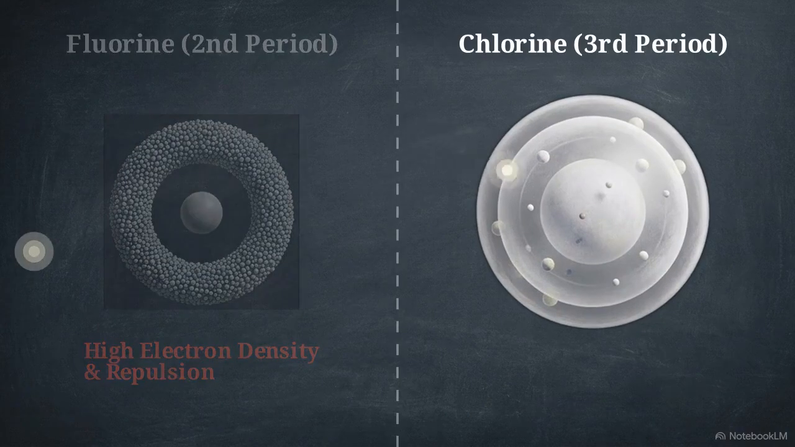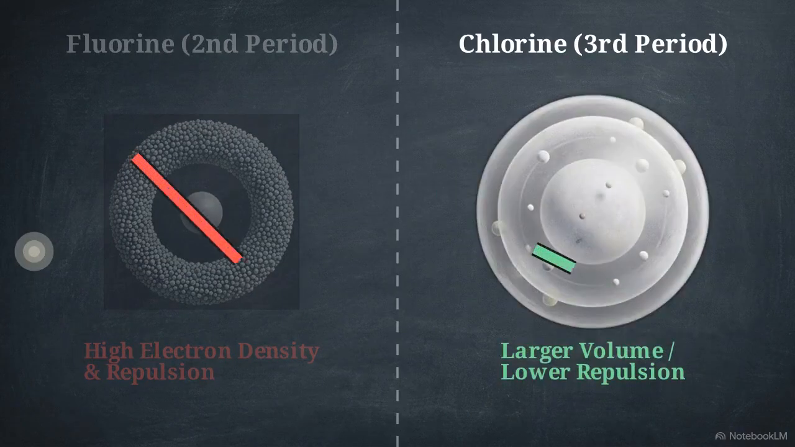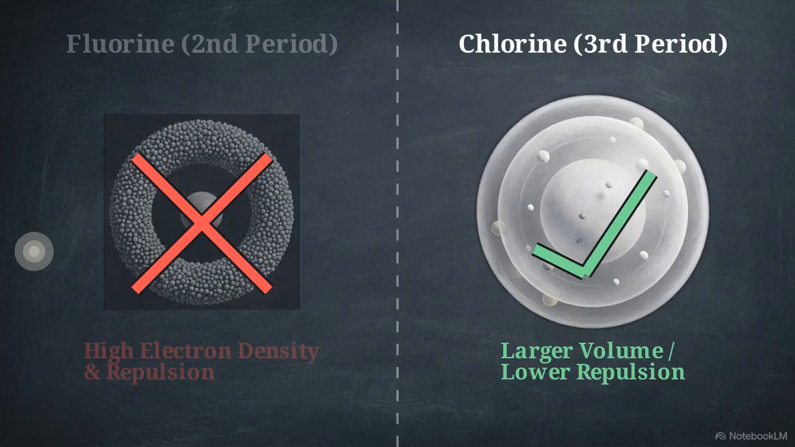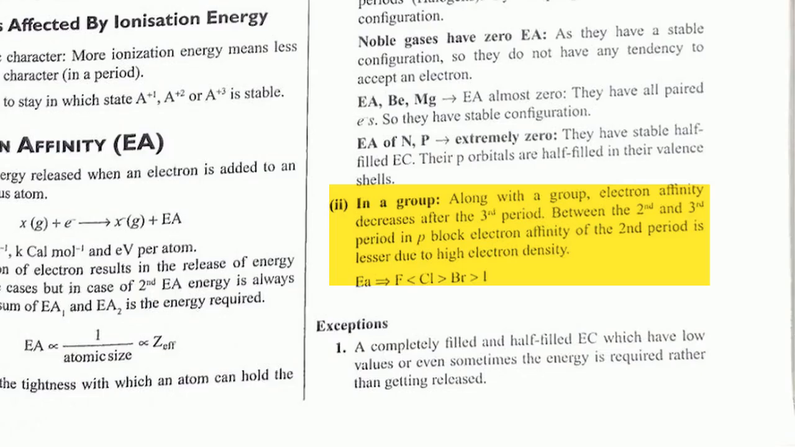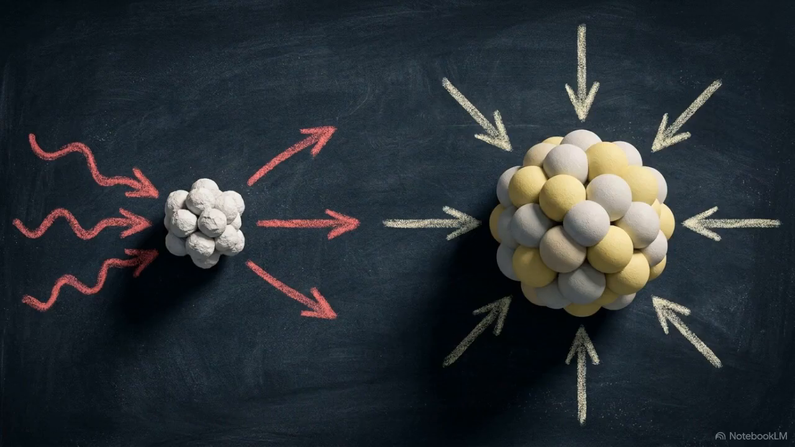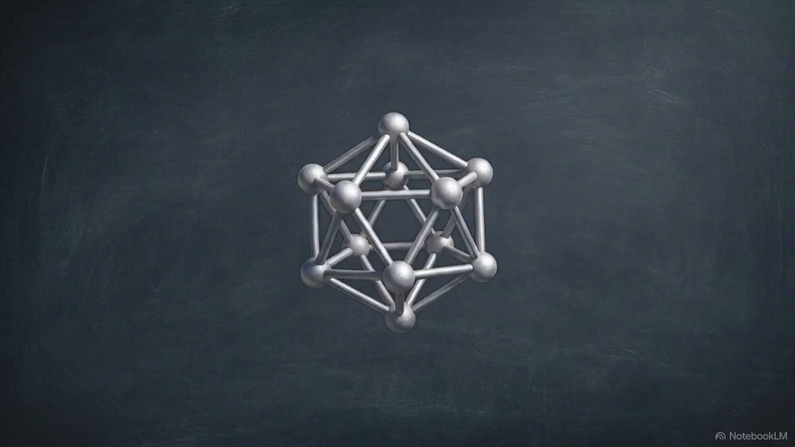Chlorine, in the third period, has a larger volume that can more easily accommodate the additional charge. The text in this section confirms that the second period has lower values than the third because of this repulsion, making chlorine the element with the highest electron affinity. In these cases, the specific stability of an orbital, or the physical constraints of space, override the raw pulling power of the nucleus. These same physical principles govern molecular bonding.